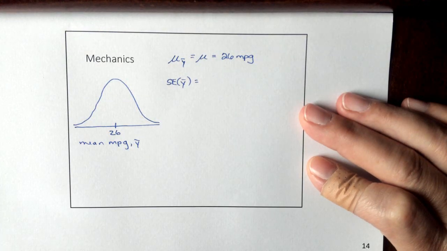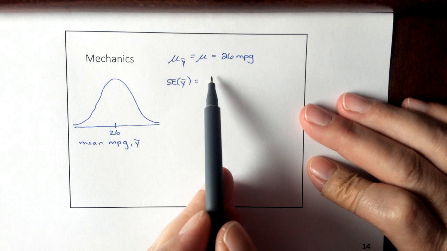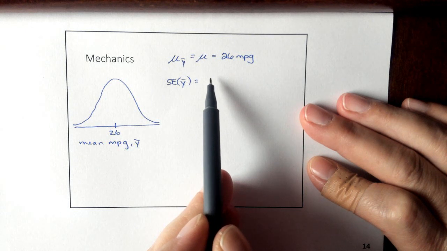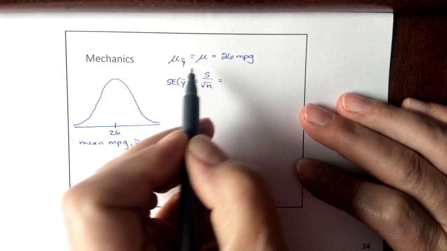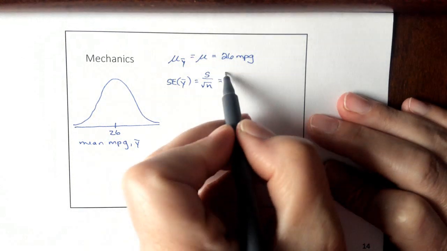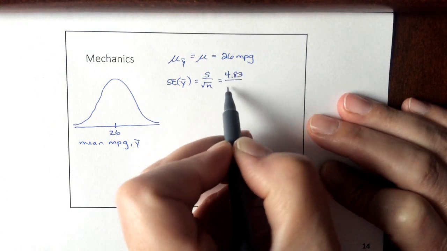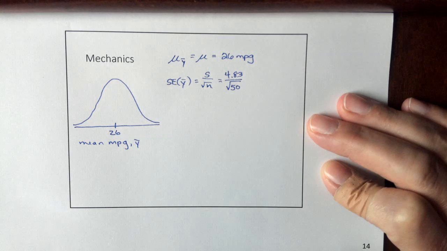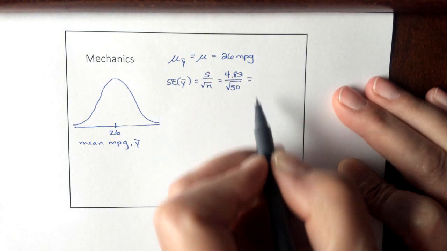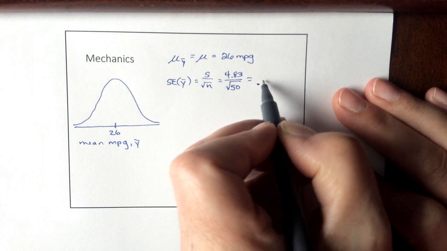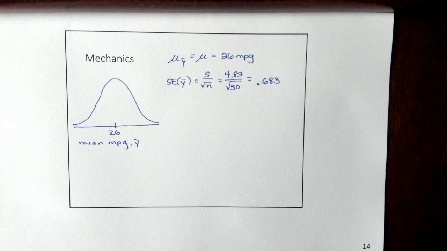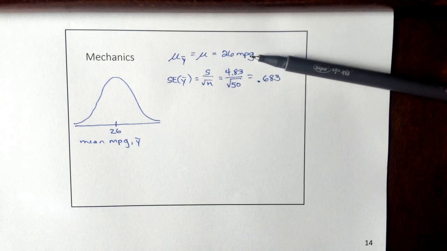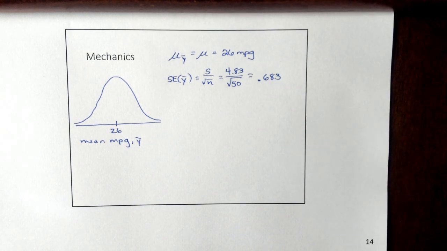Now, the formula in the blue book says this is S of the sample over square root of n. S over square root of n. And the standard deviation of our sample was 4.83. We're going to divide by the square root of the sample size, which is 50. And when we do that computation, we come up with a standard error of about 0.683.